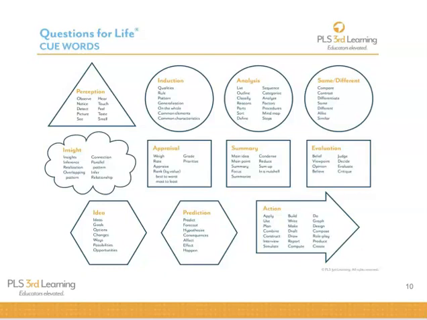For starters, we had used the 4 thinking skills in the top row: perception, induction, analysis, and same different, plus idea and prediction in the bottom row. In the 3D model, you can use combinations of all 11 skills on this card. The new ones are insight, appraisal, summary, evaluation, and action. You see the appropriate keywords for questions or statements that invoke each type of thinking.